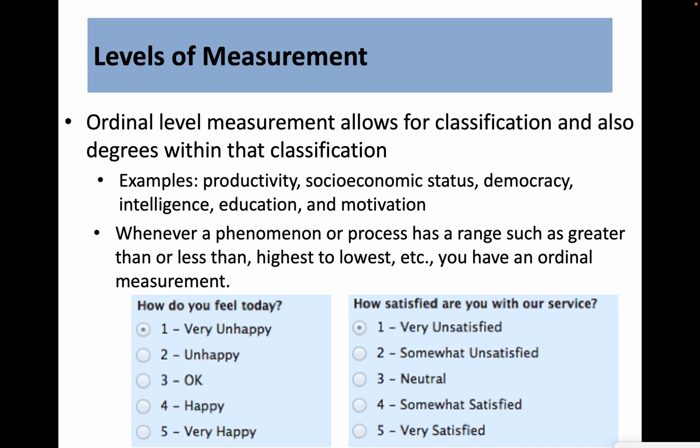Ordinal level measurement allows for classification and also degrees within the classification. Examples: productivity, socioeconomic status, democracy, intelligence, education, and motivation. Whenever a phenomenon or process has a range, such as greater than or less than, highest to lowest, etc., you have an ordinal measurement.